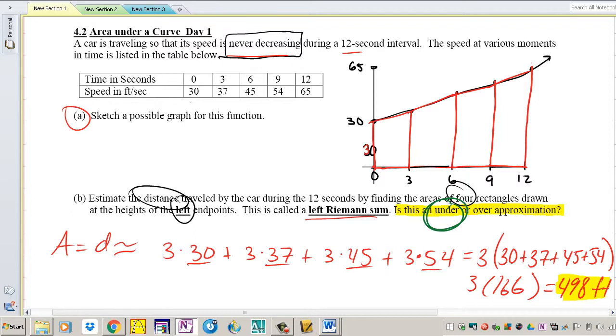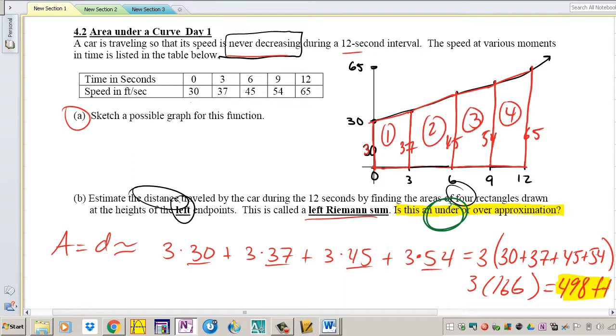Now, do you notice that this is going to be a lot less error than left, right, and midpoint sum? So we're probably going to be able to trust this a lot better. So let's go ahead and find the heights. The heights are 37, 45, 54, and 65. This is one trapezoid, two, three, and the fourth trapezoid.